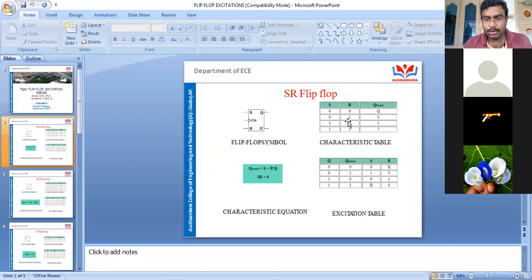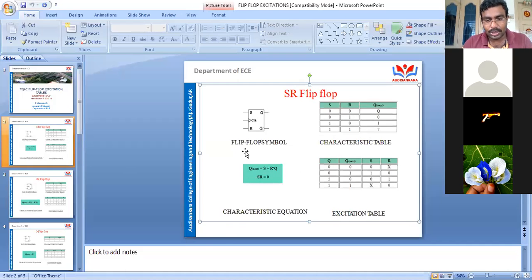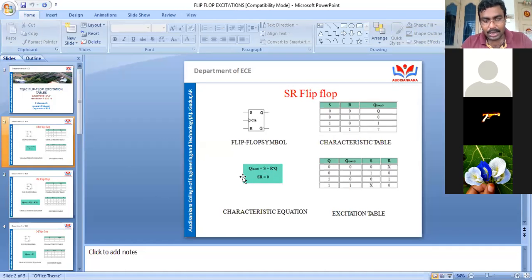Okay, now we have seen what is the truth table of SR and the excitation table for SR flip-flop. Now, one more thing we should know here in SR flip-flop is its characteristic equation, guys. Look at here. You should remember this forever. These are also very important later.